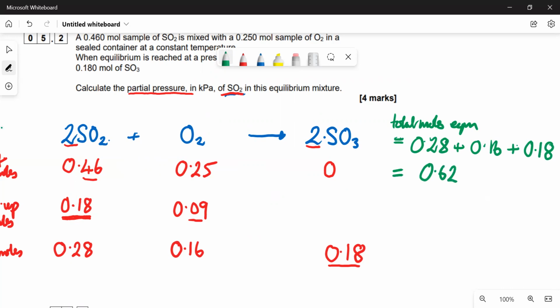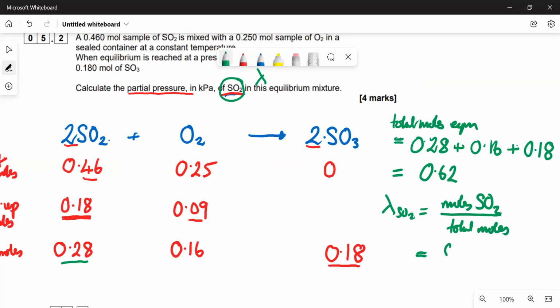So the mole fraction, we're working on SO2. I'm going to use this lambda for mole fraction. Okay, so mole fraction of SO2 is equal to the moles of SO2 over the total moles. Moles of SO2 we've got there is 0.28 over 0.62. That gives us 0.452.